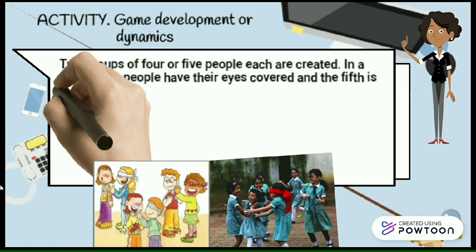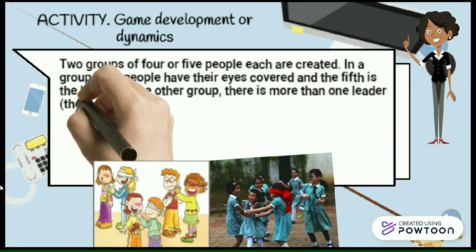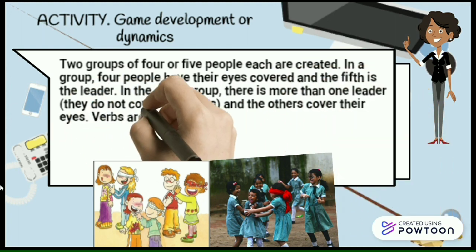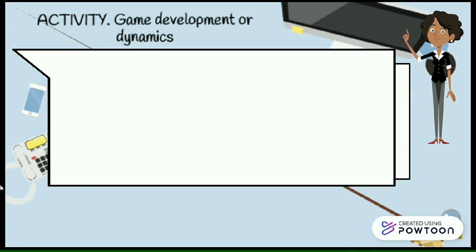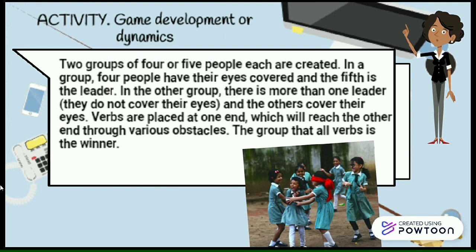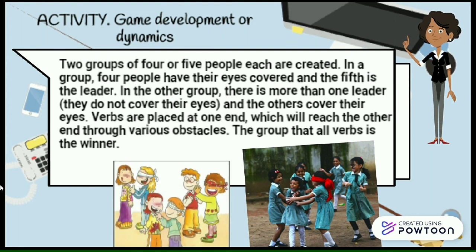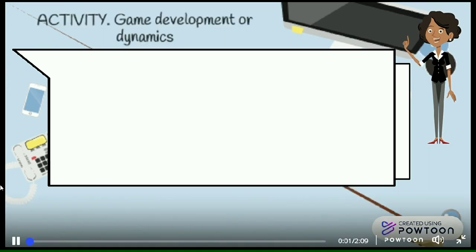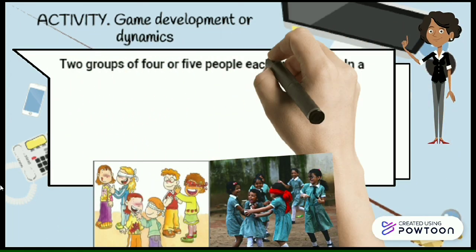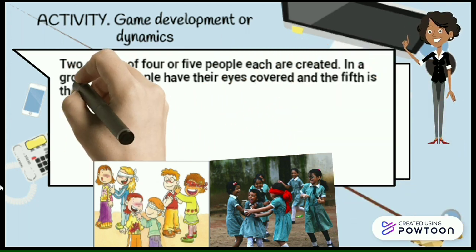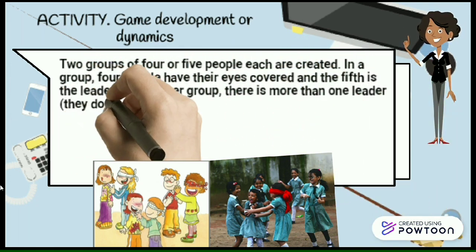Activity: game, development, or dynamics. Two groups of 4 or 5 people each are created. In one group, 4 people have their eyes covered and their feet at the ladder. In the other group, there is more than one ladder. They don't cover their eyes, and the others cover their eyes. Birds are placed at the end, which they will reach through various obstacles. The group that arrives first is the winner.